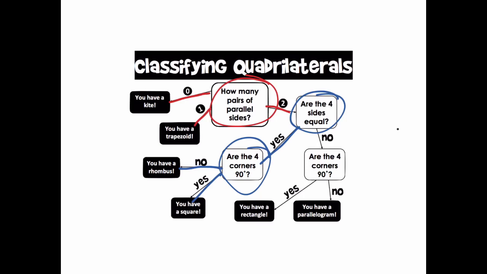So then if we go back up to this question, are the 4 sides equal? If you answered no, your 4 sides are not equal, they are not the same length, then you would go down to this next question. Are the 4 corners 90 degrees? If the 4 corners are not 90 degrees, then you know that you have a parallelogram. But if the 4 corners are 90 degrees, then you know that you have a rectangle.